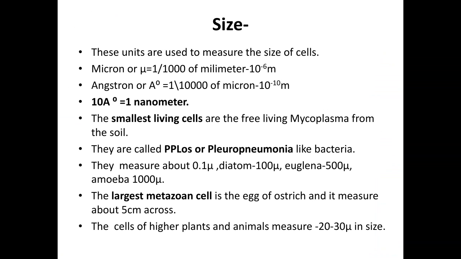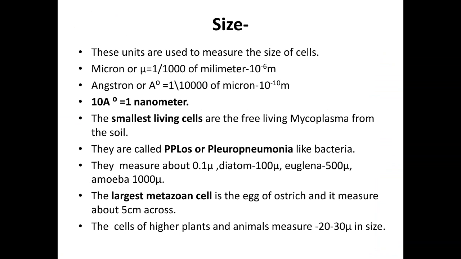Next, the size of the cell. These units are used to measure the size of cells. The micron or mu is equal to 1 upon 1,000 of a millimeter, that is 10 raised to minus 6 meter. Then the angstrom is equal to 1 upon 10 thousand of a micron, that is 10 raised to minus 10 meter. Then 10 angstrom is equal to 1 nanometer.